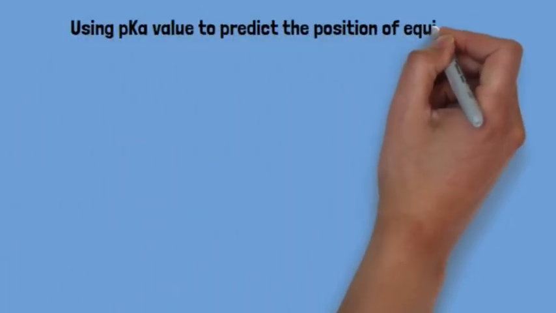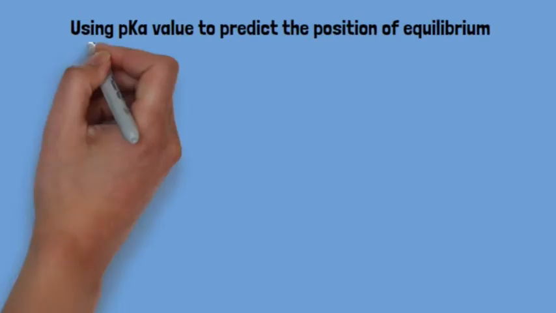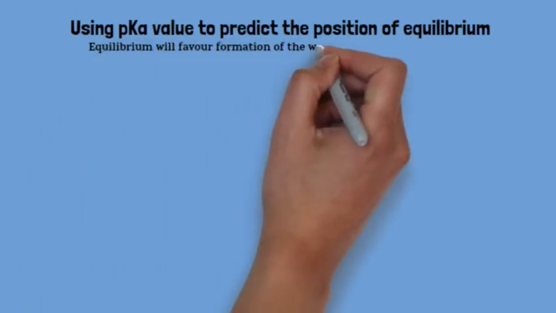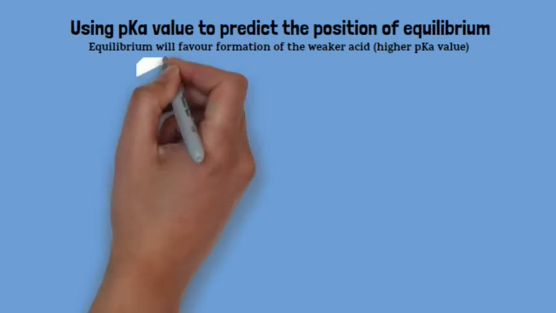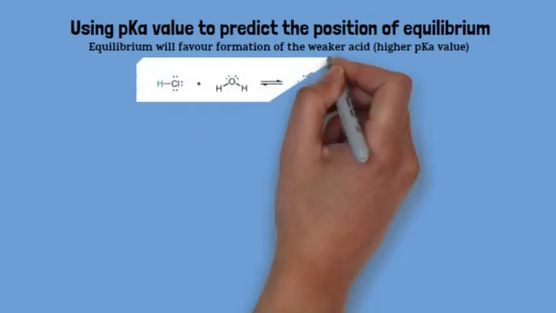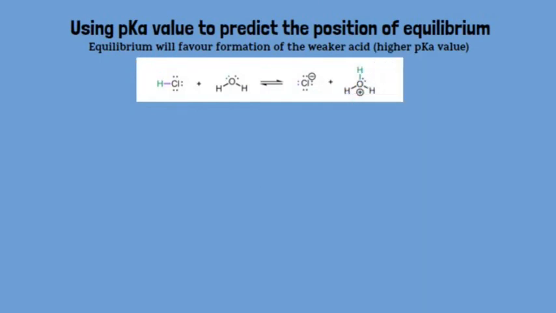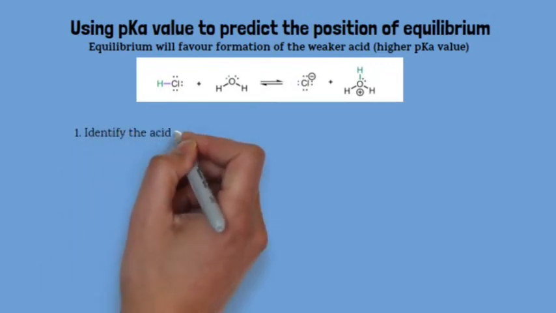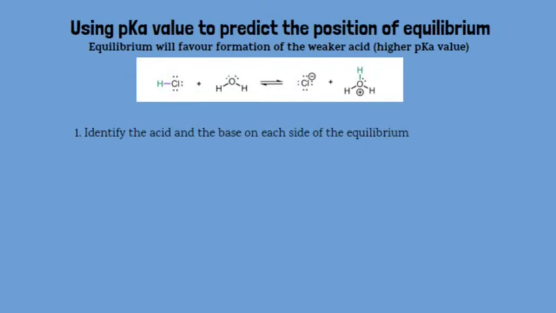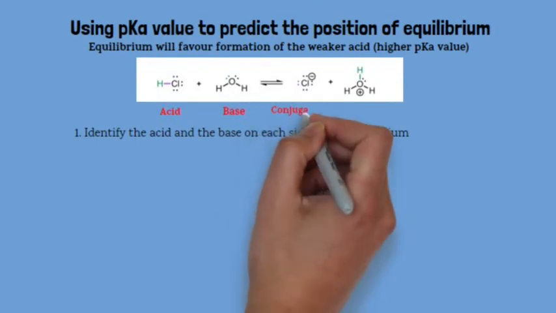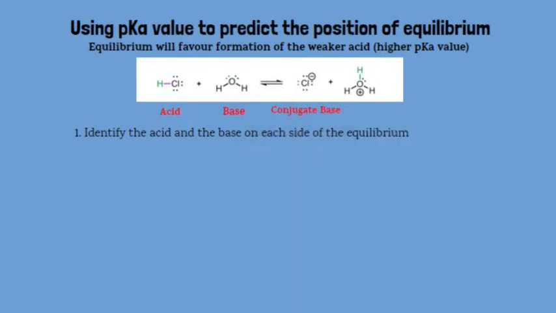Now, let us use pKa to predict the position of equilibrium, remembering that equilibrium will favor the position of the weaker acid, as we know, the acid with the greater pKa value. We will use the acid-base reaction of HCl and H2O. Step 1 is to identify the acid and the base on each side of the equilibrium. In this case, on the left side, our acid is HCl, and then on the right side, our acid is the hydronium ion.